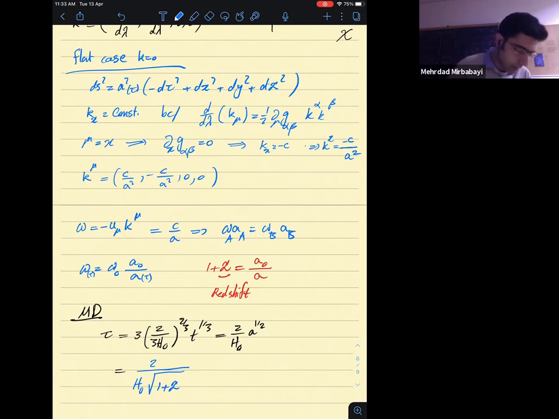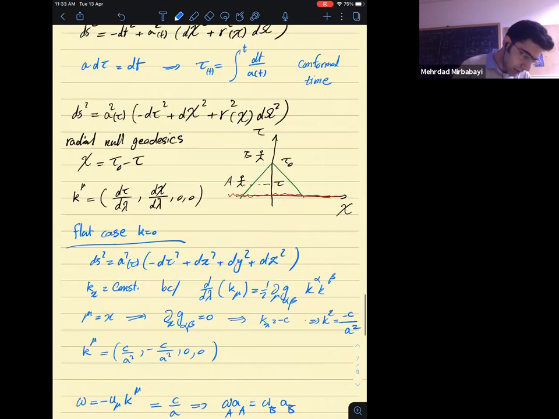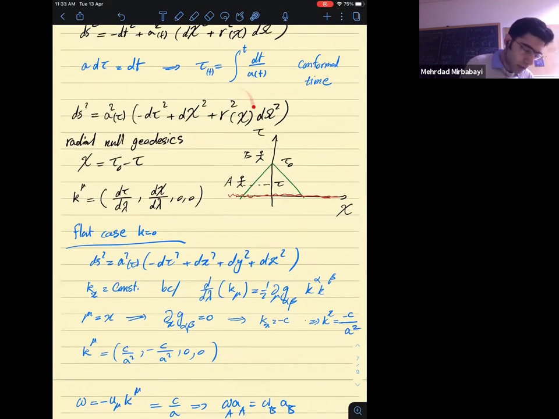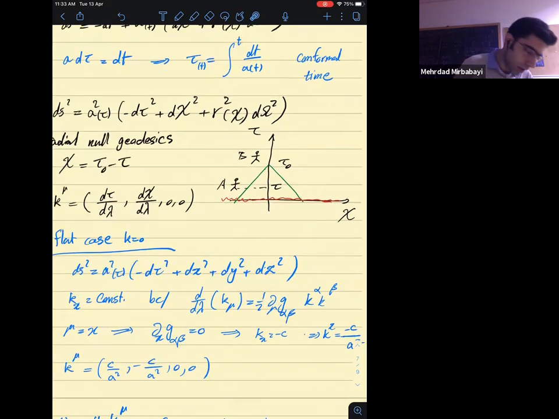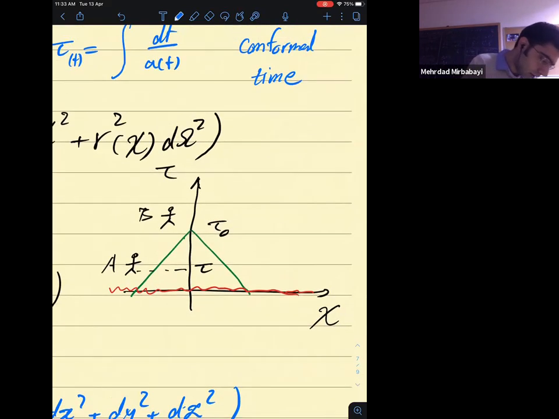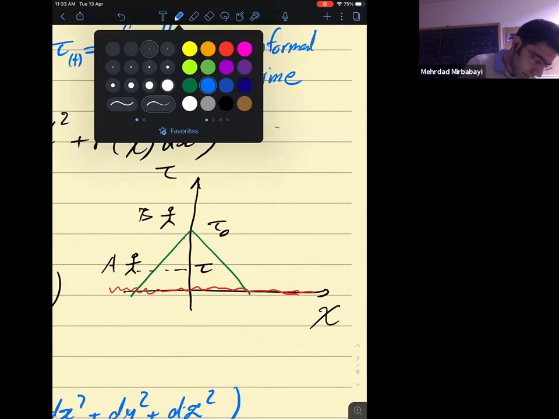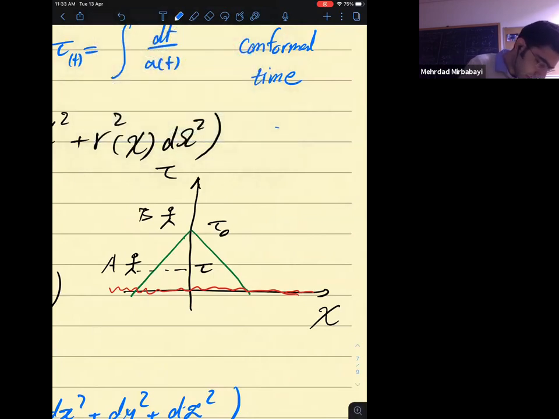So what happens is that in various books you might see relations for this r of chi that are not as simple as what I wrote. So what I would write for this r of chi would be sine chi when k is 1, chi when k is 0, and sine hyperbolic chi when k is minus 1.